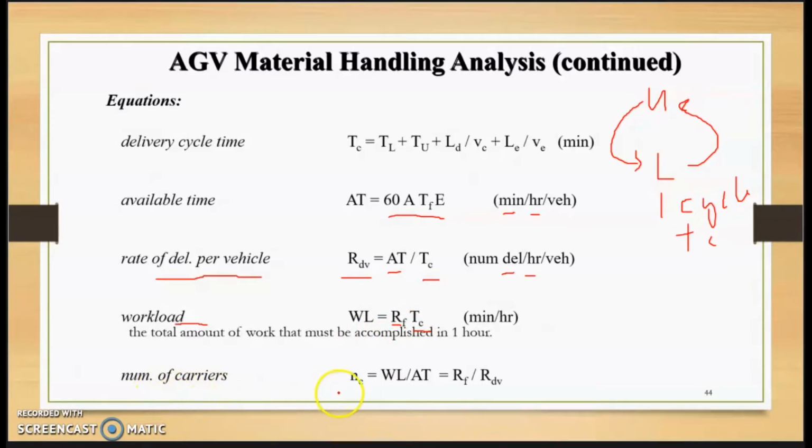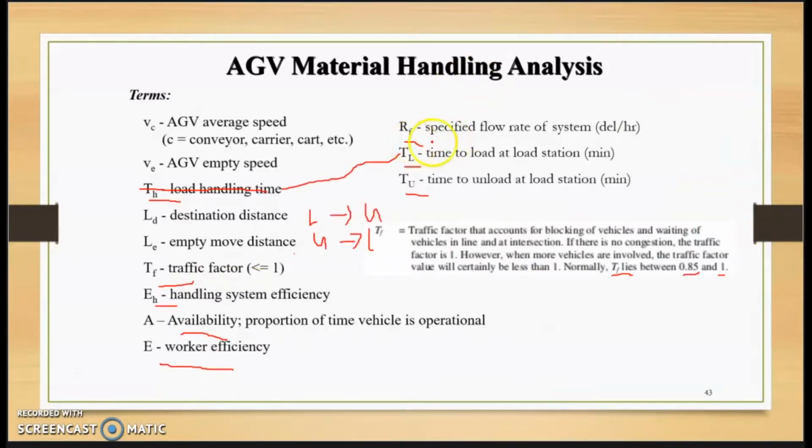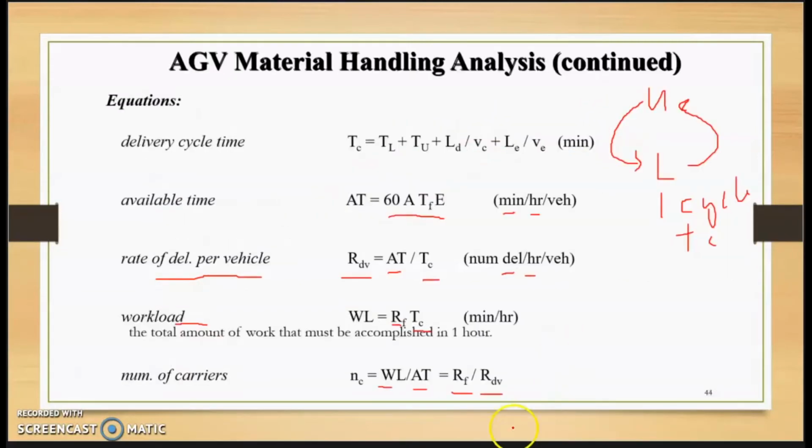And then we have the number of carriers, NC, which we want to determine: how many carriers we need in order to complete the specified performance. So the formula is workload over available time, which is equal to RF over RdV. Again, RF is the flow rate of the system, deliveries per hour, and RdV equals available time over TC, the cycle time.